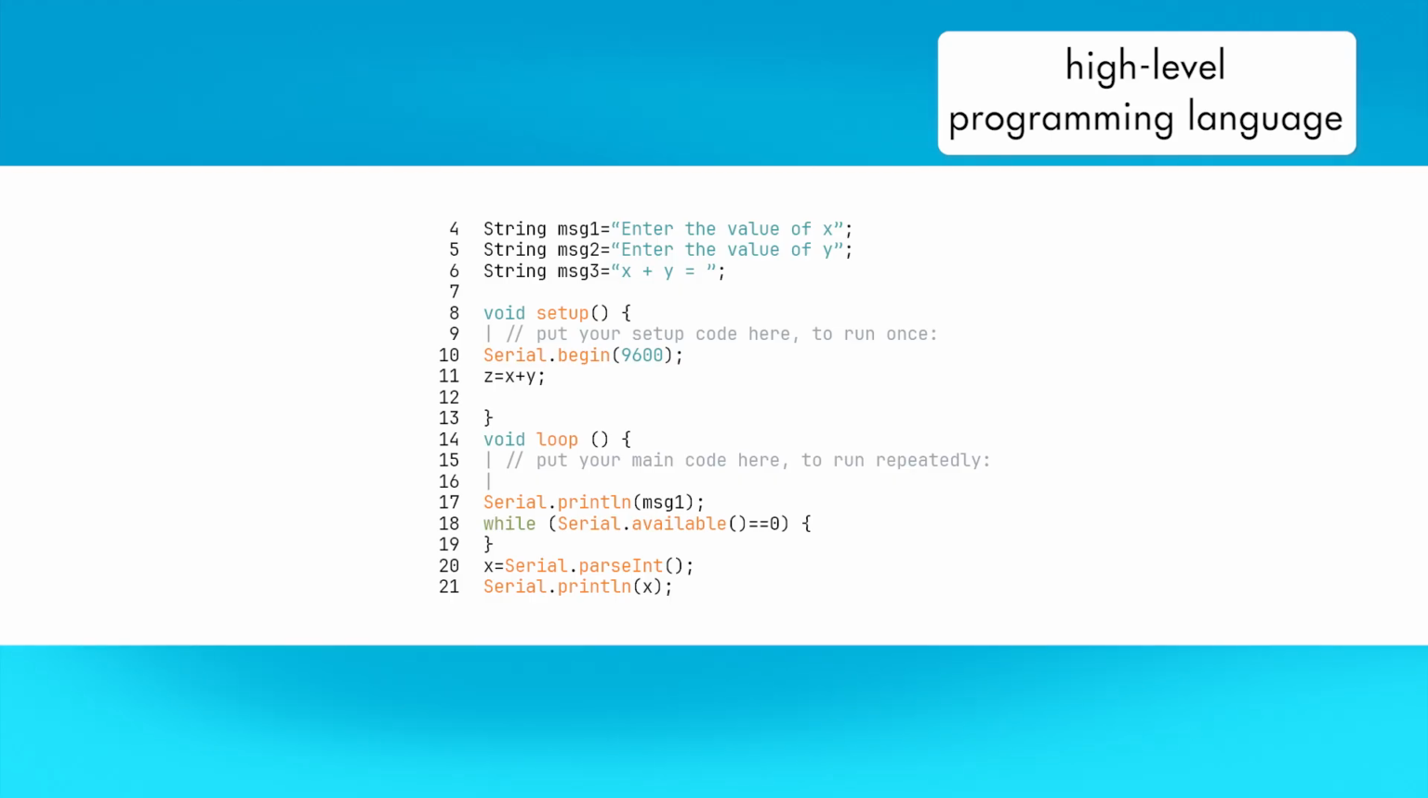To illustrate the 3 levels of programming language, we'll begin with this portion of a simple program written in a high-level programming language.